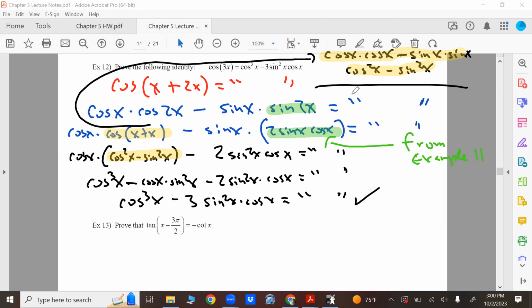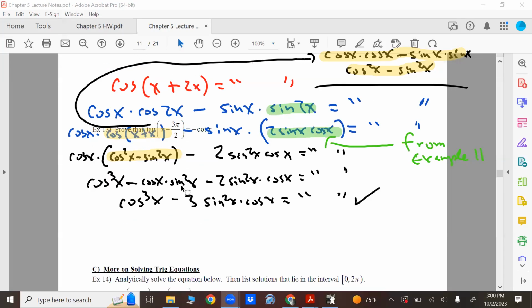Then when you distribute and combine like terms, cosine x sin squared x, 2 sin squared x cosine x like terms. You just reverse the multiplication there, and you verify. A little more drawn out, but it's a good one. Okay, we're good? Yeah, all right. 13, let's prove that one next.